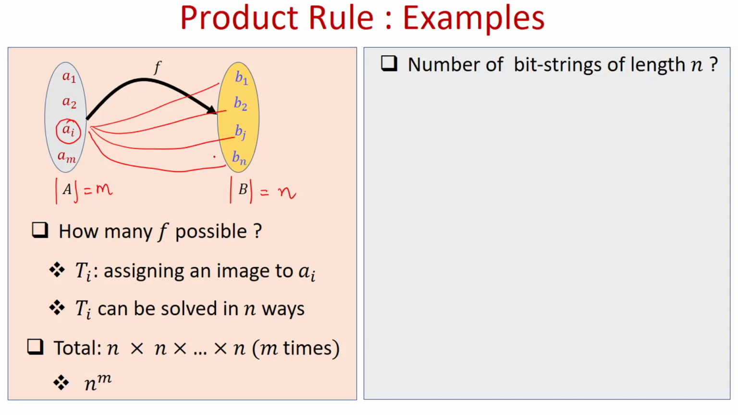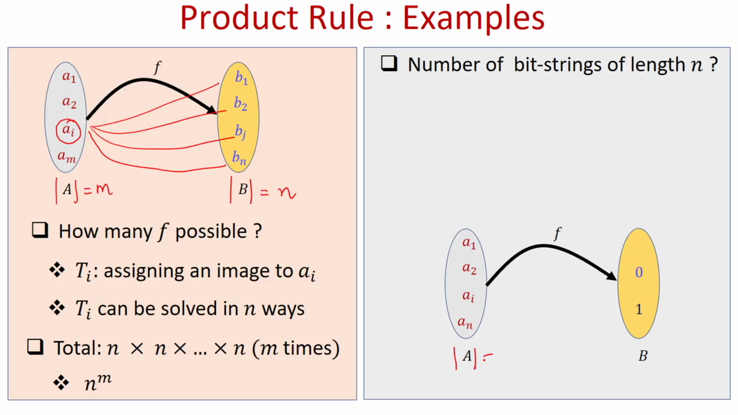Now let's see another example, namely we are interested in finding the total number of bit strings of length n. There are plenty of ways to come up with an answer for this question, but let's see how we can apply the product rule here. Instead of counting the number of bit strings of length n, let's see a related problem, namely finding the number of binary functions, namely the number of functions from a set A consisting of n elements to a set B consisting of only two elements, namely 0 and 1. From the previous exercise, we know that the number of possible functions will be n power m. So it will be n power m here.